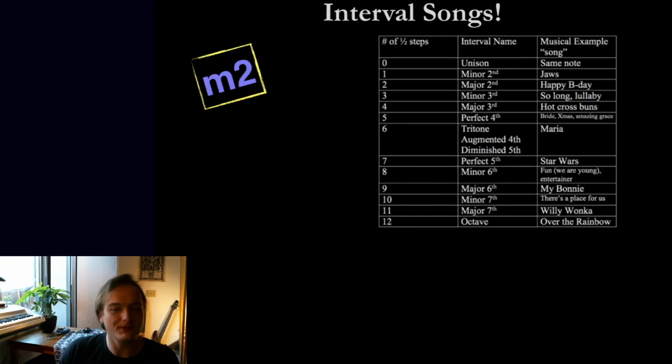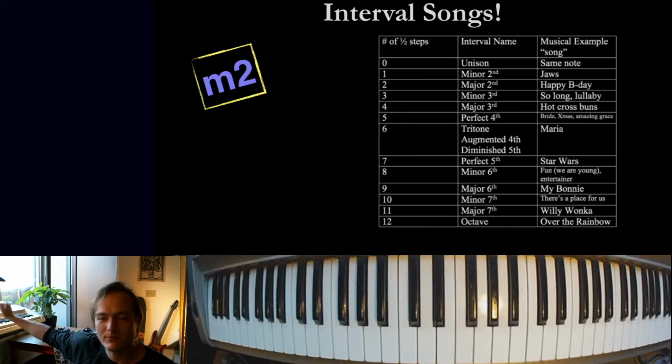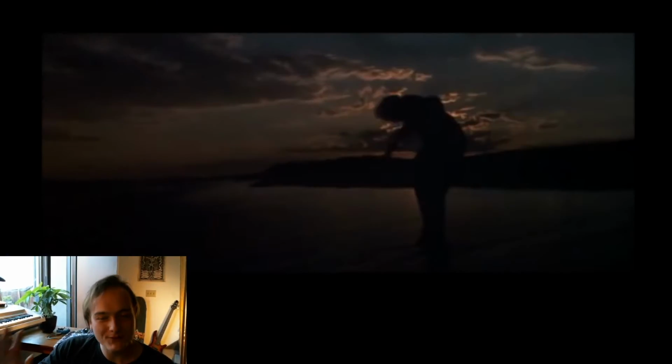Let's start with the minor second, because the unison is, of course, just a perfect unison. To show you a piece where a unison happens would be a somewhat silly thing to do. So let's start with the minor second. And the one that's usually referred to for the minor second is this piece.